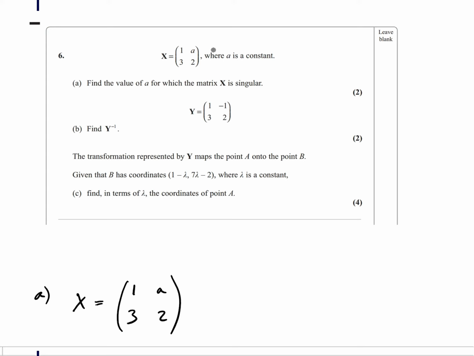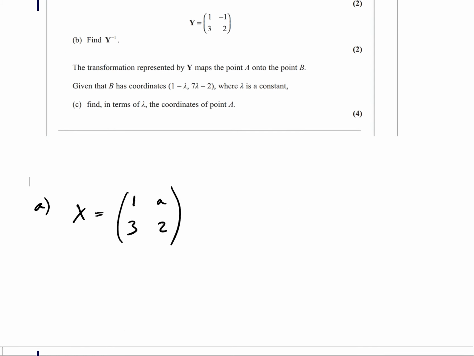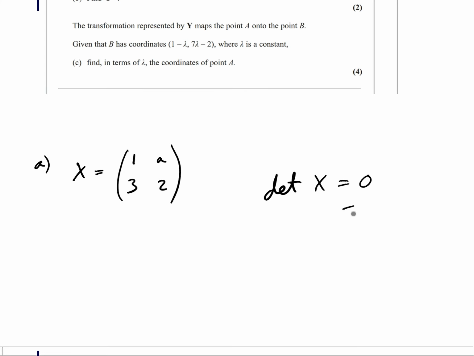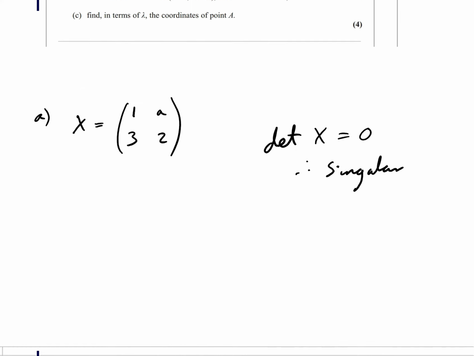So we're given this matrix X, 1, A, 3, 2. We're told A is just a constant, just a number, and we're told to find the value of A which makes this matrix singular. If you remember, a matrix is singular if the determinant of it, so the determinant of this matrix X, is equal to 0. If it's equal to 0, then it's singular, in other words there's no inverse. So if we find the determinant of this matrix and set it equal to 0, then we find out which value of A makes this matrix singular.